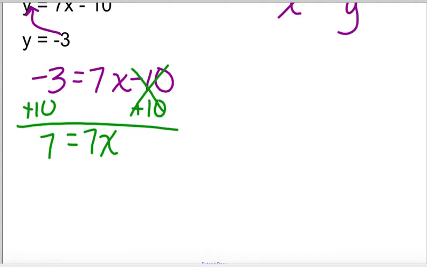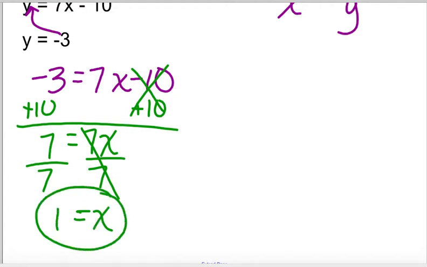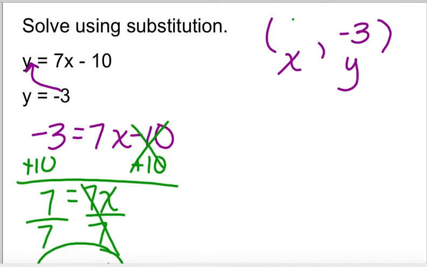X is still not alone. He wants to be alone. He doesn't want to be multiplied by 7. So you come along and you say, fine, I'll divide by 7 on both sides. That cancels. 7 divided by 7 is 1. Now we know that the x value is 1 and the y value is negative 3. That is the solution. Guess what, kids?